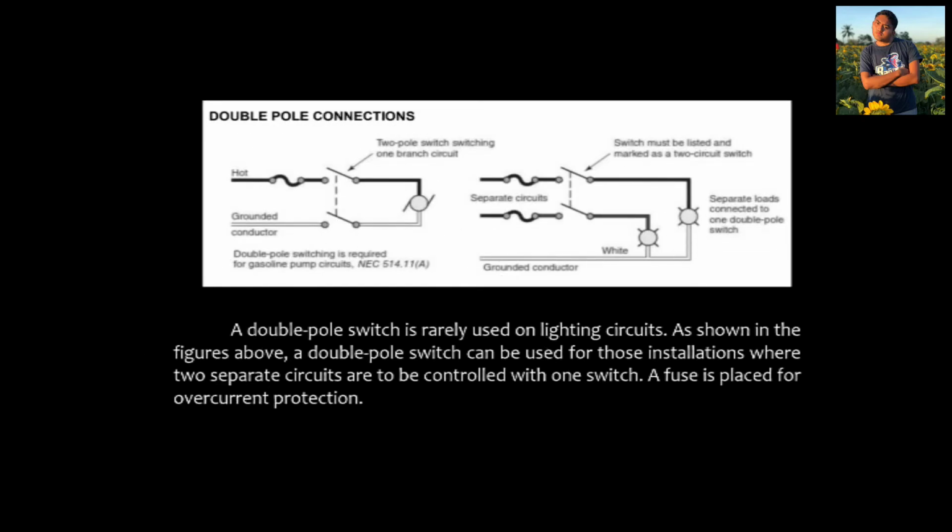Double pole connection. A double pole switch is rarely used on lighting circuits, as shown in the figures. A double pole switch can be used for those installations where two separate circuits are to be controlled with one switch. A fuse is placed for overcurrent protection. Yung double pole switches ay may dalawang ginagamitan sa mga appliances that require heavy loads. For example, cookers and showers. Yung double pole switches ay pwede din gamitin to safely shut off a residential appliance.